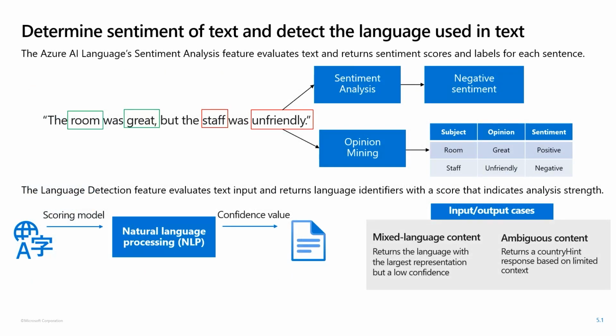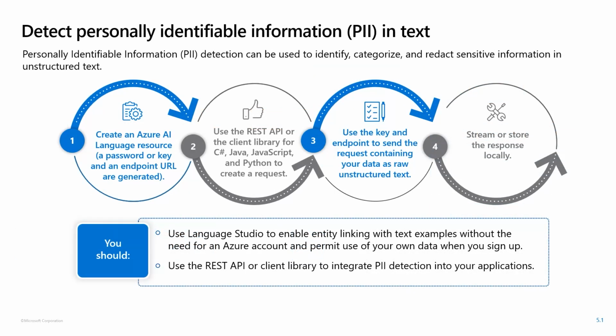Explore how sentiment analysis works, especially how it breaks down text to identify whether the tone is positive, negative, or neutral. It's also useful for understanding opinion mining, which digs deeper to connect specific subjects with opinions expressed about them. Knowing how language detection operates and the confidence scores is another key concept to remember. You should understand how to detect PII in text using Azure AI language services.